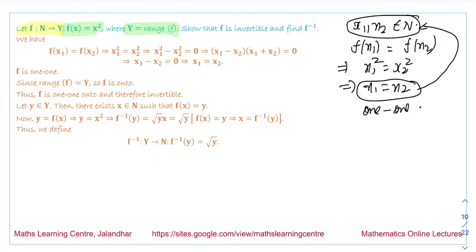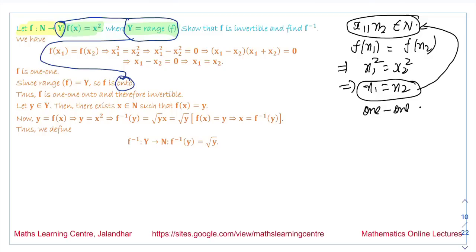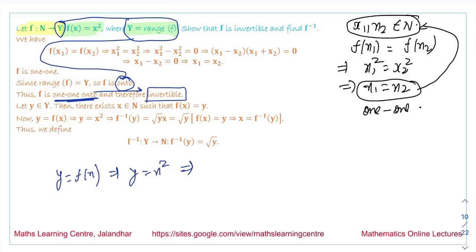Further, it is given in this question that Y is equal to range of f. So this implies the function is an onto function, and therefore it is a bijective function, so this implies it is invertible. Now we have to calculate the inverse of this function. So we suppose that y is equal to f(x). So this implies y is equal to x square. So this gives us that x is equal to square root of y.